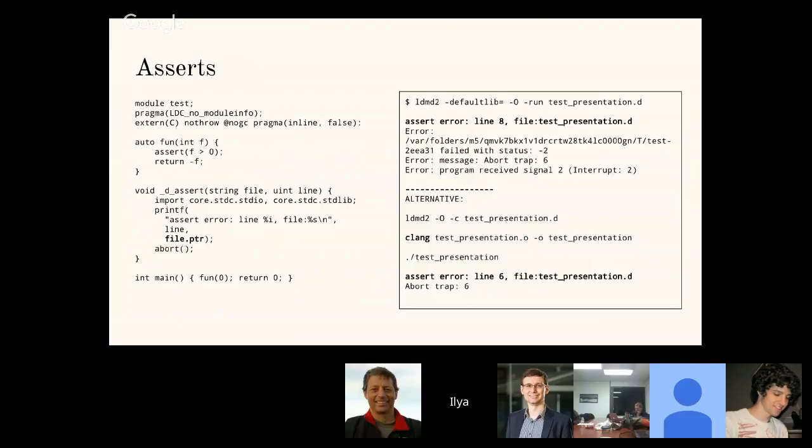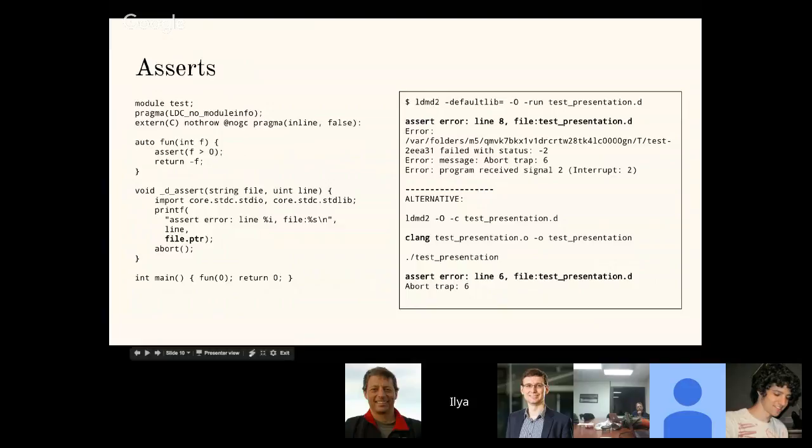The second example is about asserts, how we can override the assert function. So we just add LDC no model info, and all functions here are nothrow, nogc, extern C, and they're not inline. Extern C is just to have simple names in assembly code. So we override the assert. It should be extern C.